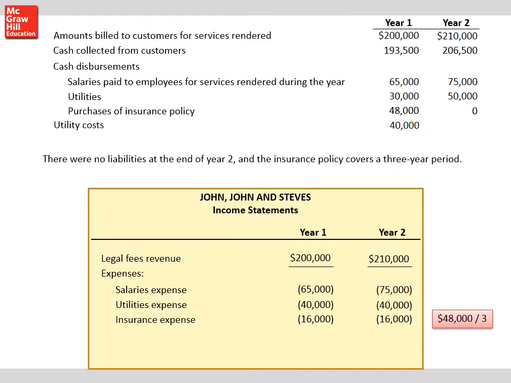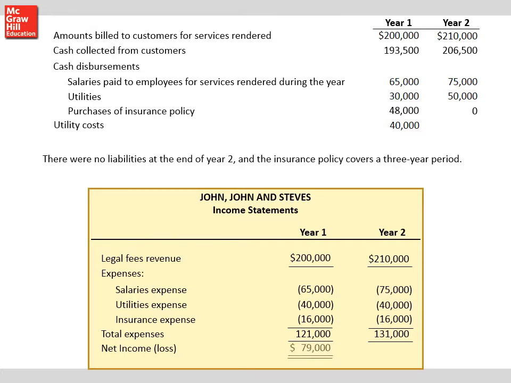That's showing you the difference between cash accounting and what we focus on in this course, accrual accounting. Total expenses then, we would add up those 3 numbers for each year and then get net income or net loss. Remember, we take our expenses, subtract them from our revenues. The net income for year one is $79,000. Net income for year two is the same amount, and that's just coincidence.